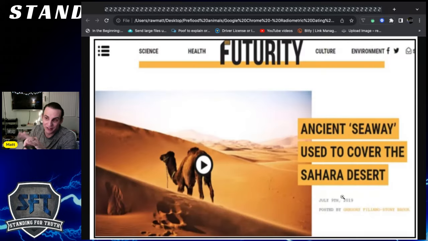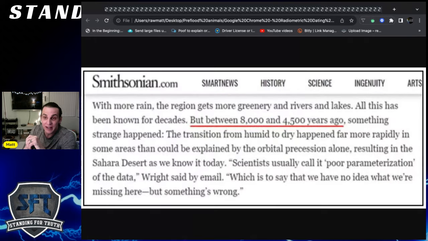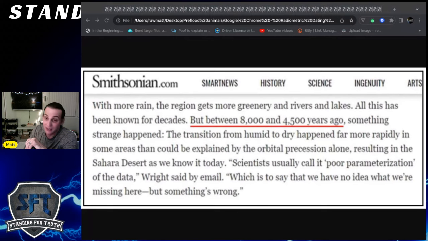Here's a study where they talk about the ancient seaway that covered it, and it actually matches the timeline. Look at this. They believe that it happened between 8,000 and 4,500 years ago. What does the biblical model say about when this event probably could have happened? 4,500 years ago is exactly when Nathaniel Jensen found the Y chromosome for Noah, right in that timeline. So amazing. Everything matches yet again.